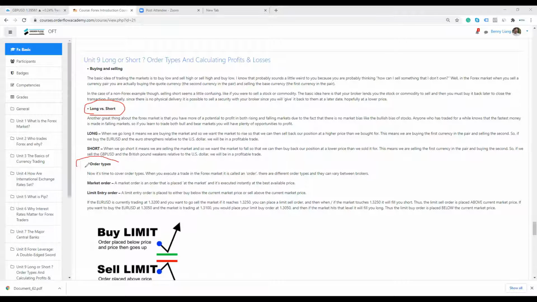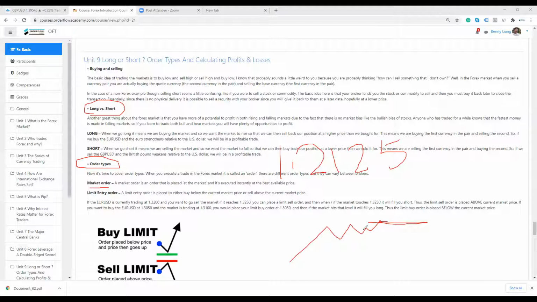Now, for the order types, basically there are three types. First of all, the first type is the market order. Now, what is a market order? It means that, let's say the price is trading right now at 1.2125, and you are very bullish, you expect the future price to go higher, and you want to buy right now. You do not want to wait anymore. You want to buy at the current price.